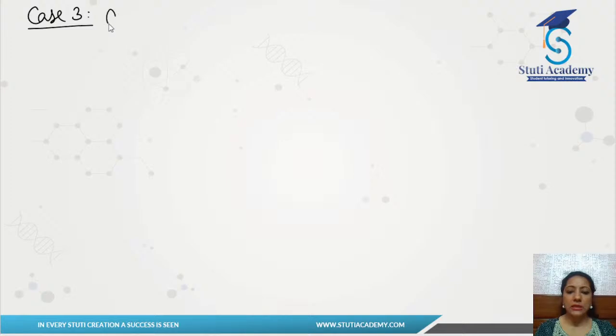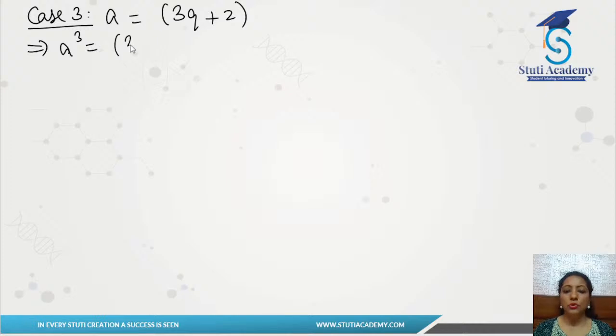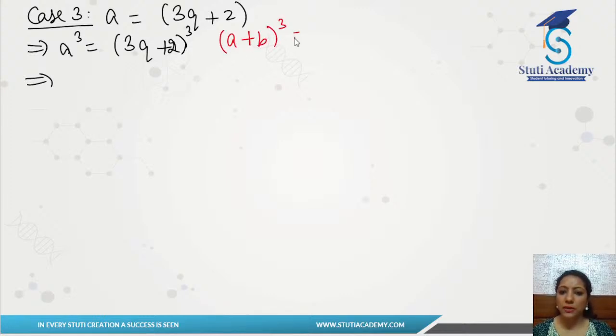So here we will get a is equal to 3q plus 2. Now again, I am going to take cubes on both the sides. So I will get here a cube is equal to (3q plus 2) cube. And then I am going to expand this using the (a plus b) whole cube identity. So I just write it again. (a plus b) whole cube can be written as a cube plus b cube plus 3ab into (a plus b).